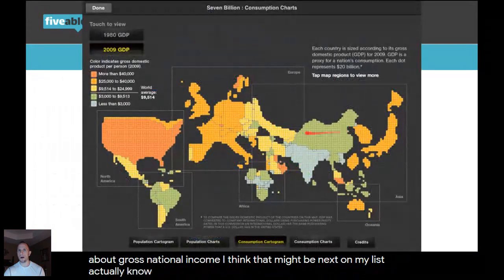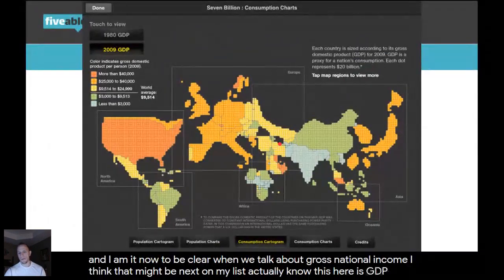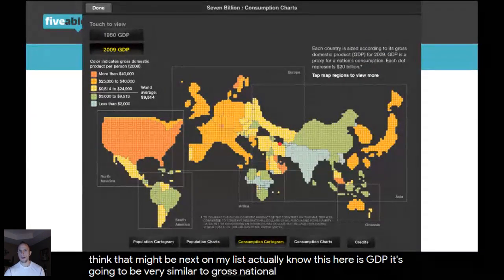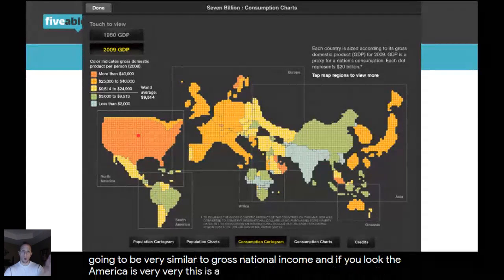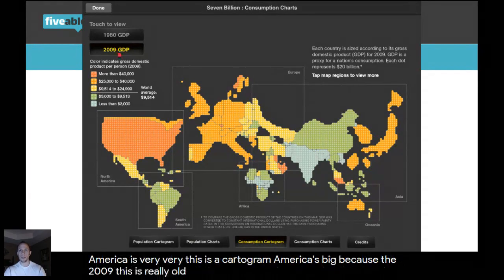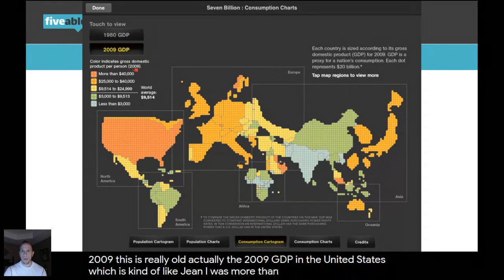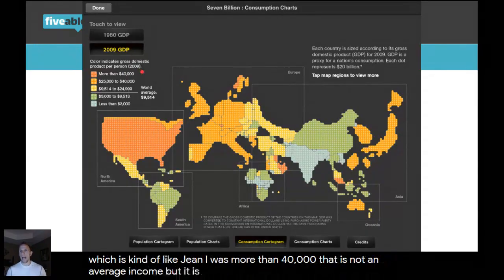No, let me go to it real quick. All right, so this here is GDP. It's going to be very similar to the last one. And if you look, America is very big. This is a cartogram. America is big because the 2009 GDP in the United States, which is kind of like GNI, was more than 40,000. That is not an average income, but it is kind of used in that way, more or less.